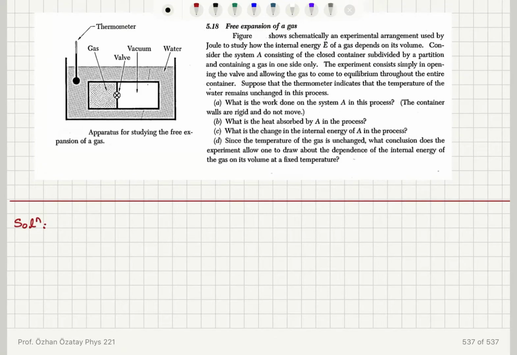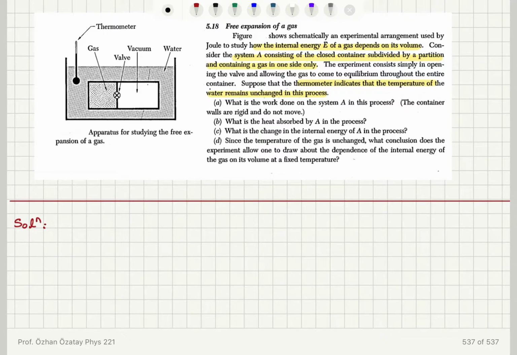Free expansion of a gas. Figure shows schematically an experimental arrangement used by Joule to study how the internal energy of a gas depends on its volume. Consider the system A consisting of the closed container subdivided by a partition and containing a gas in one side only. The experiment consists simply in opening the valve and allowing the gas to come to equilibrium throughout the entire container. Suppose that the thermometer indicates that the temperature of the water remains unchanged in this process.